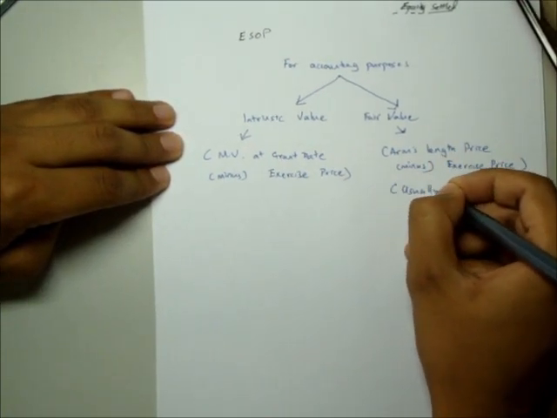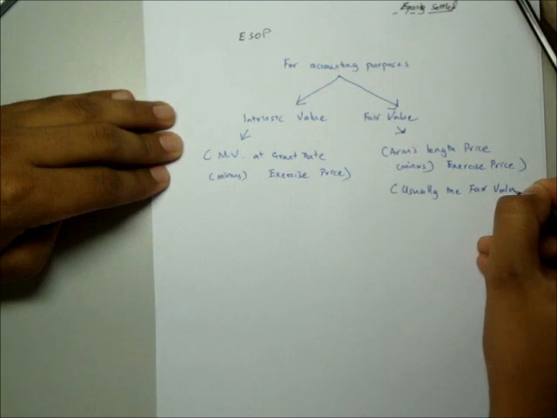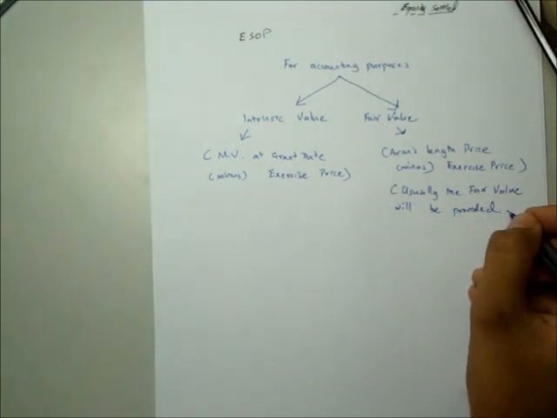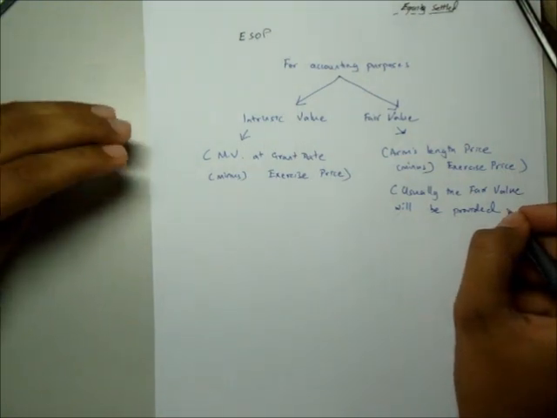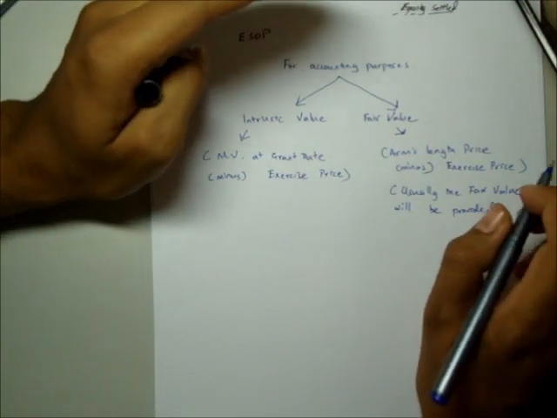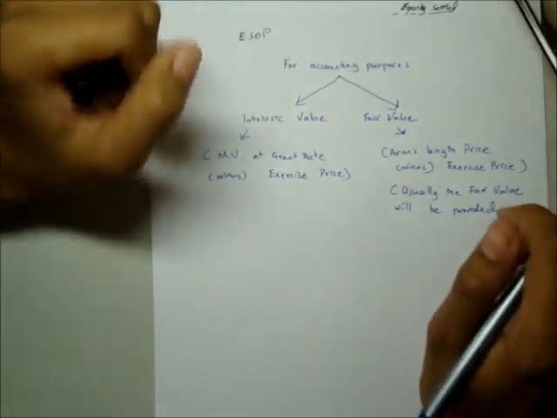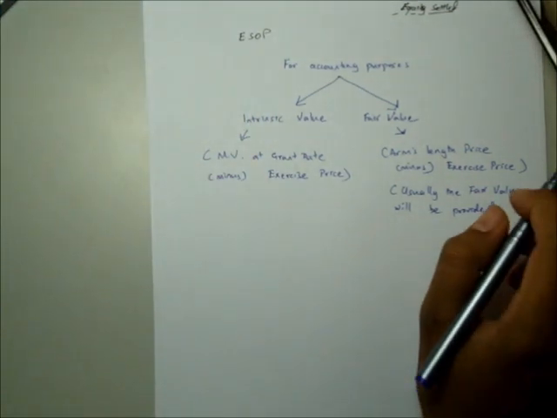Now for the fair value method, we won't have to calculate the arm's length price less the exercise price. Always the fair value will be given. All right. So what is this intrinsic value and this fair value? It is actually the amount of discount that the company gives to the employees.